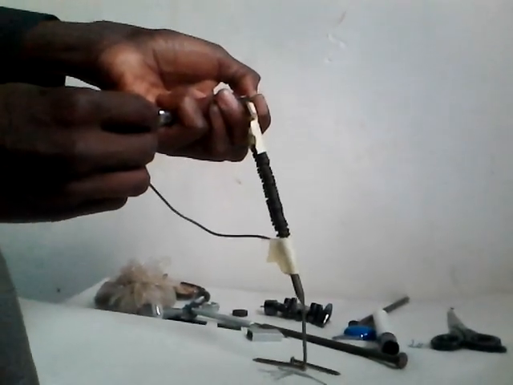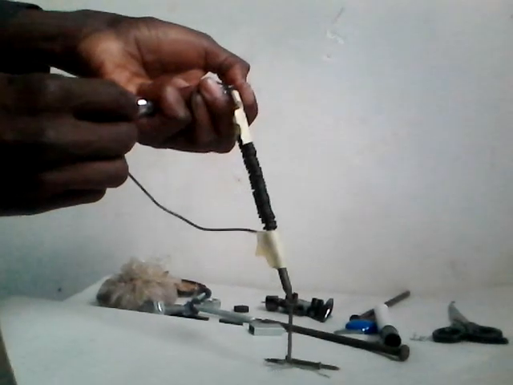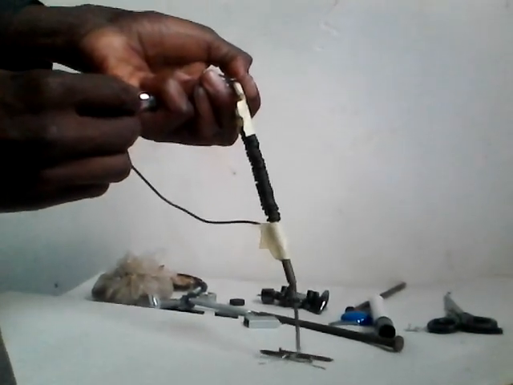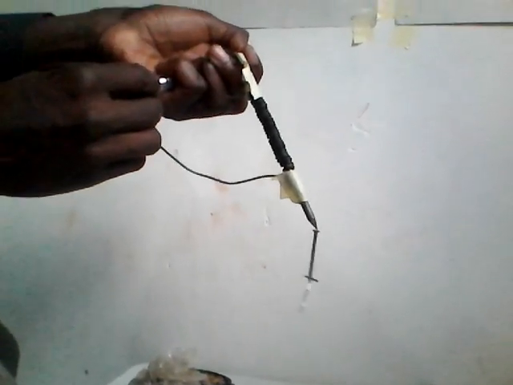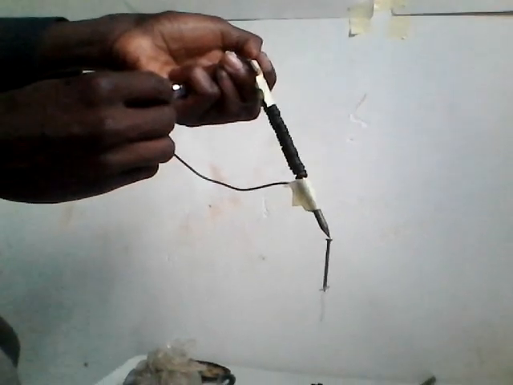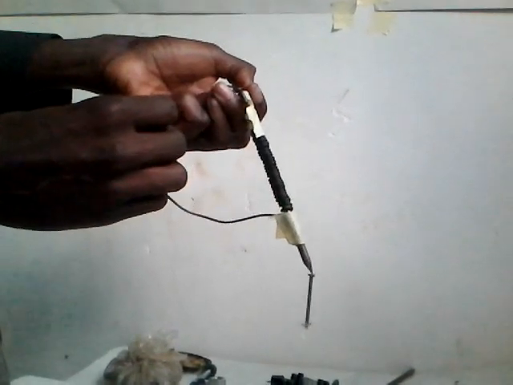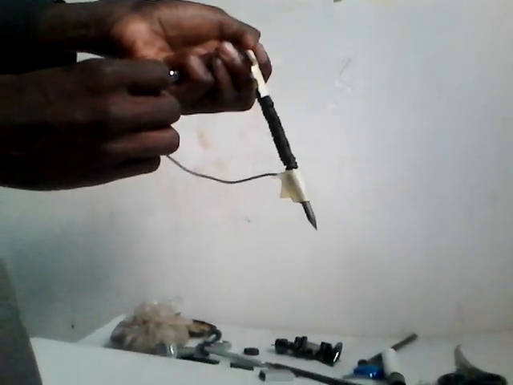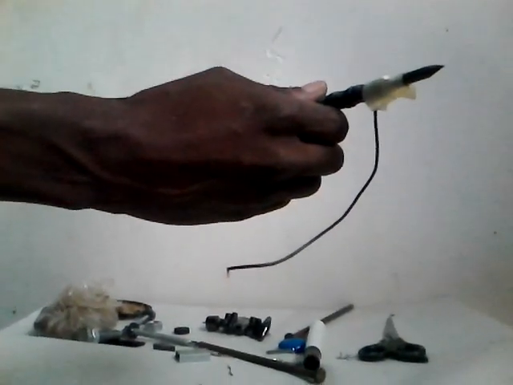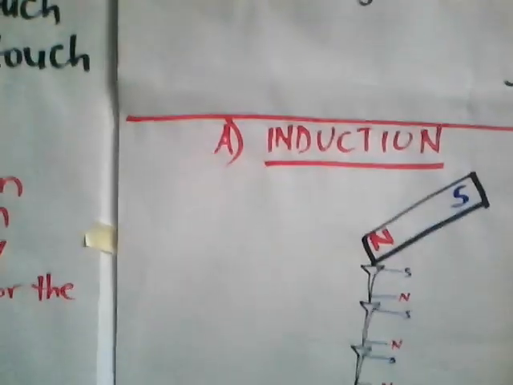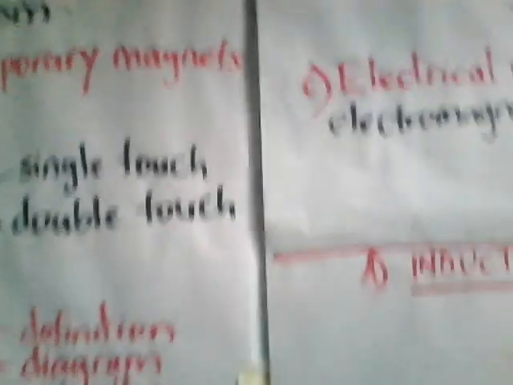Then we are trying. Look at that. So what happens when I open the circuit? What happens when I open the switch? The other nail, this nail here, will become demagnetized. There we go. So this is an electromagnet. It is magnetized by an electrical method, and it's called an electromagnet. The coiled wire that you're seeing here is called a solenoid.